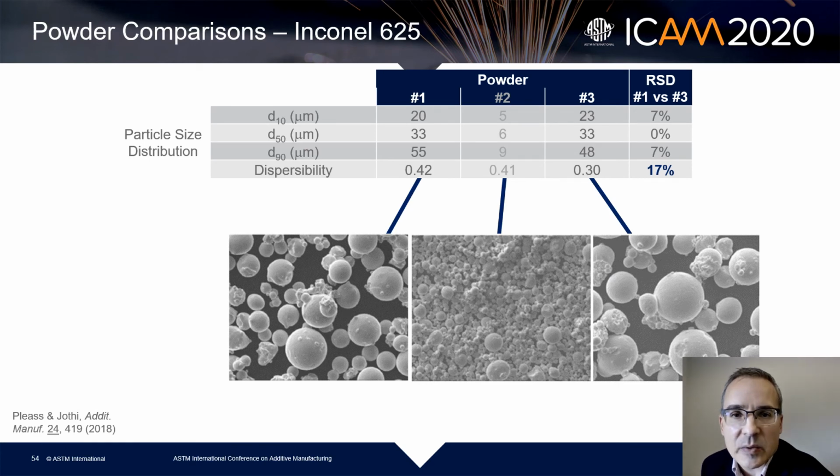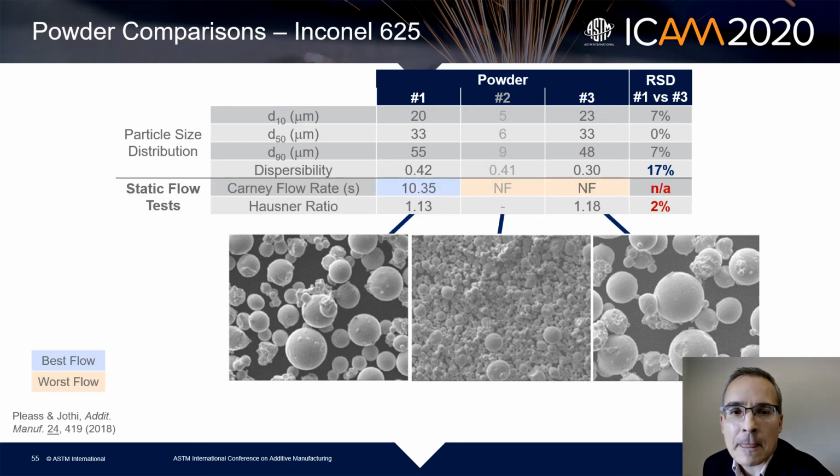This comparison here was for Inconel 625 materials. These three powders here again, two of them are pretty similar. One of them is quite different. You see powder number 2 is a very fine powder, and so I've grayed that out, and for the most part, I don't really look at that one. And so the RSD comparisons here are strictly for comparing powder 1 to powder 3.